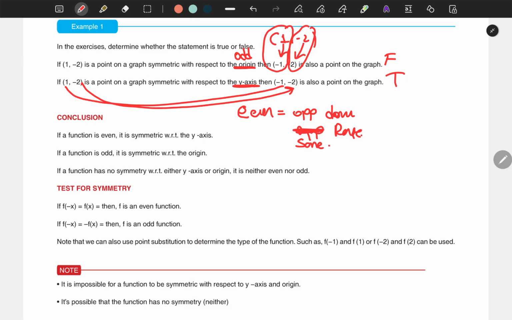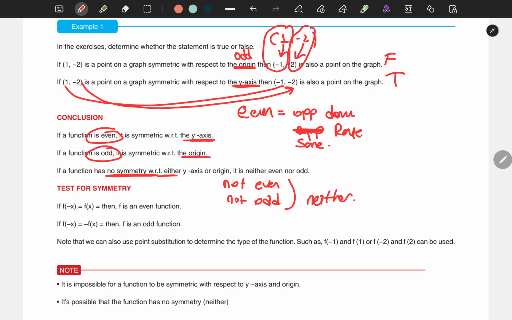Guys, let me summarize. If with respect to y-axis, it means that even function. If with respect to origin, odd function. If I have no symmetry, it means that neither. Yani neither means it is not even, okay, not odd. So what do we call this one? We call this one neither. When you look at here, f of x equal to negative f of x, we say this is the definition of the odd. This one is even. This one is the definition of the odd.